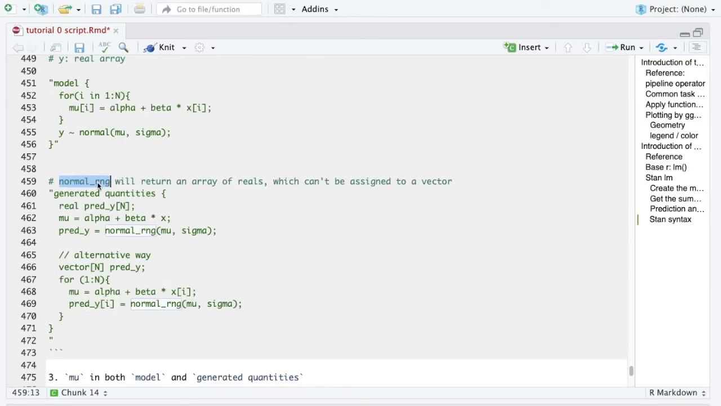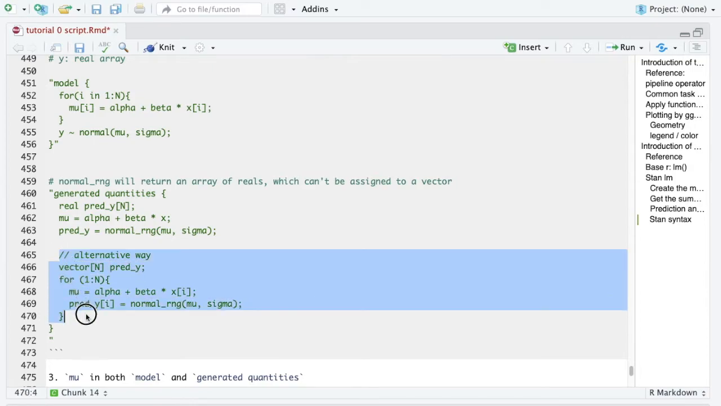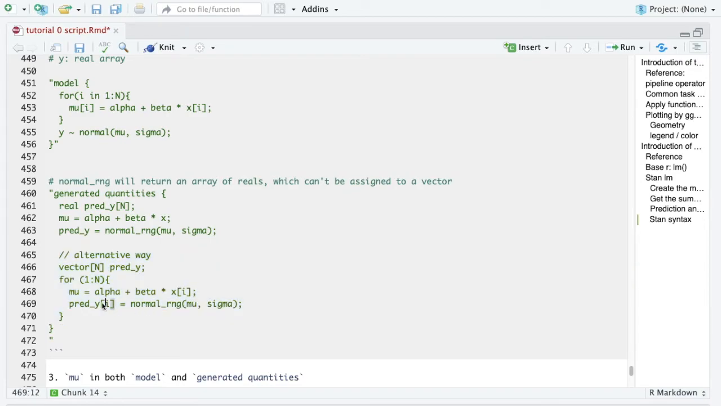There are some disadvantages for vectors as well. For example, in the generated quantities block, we will use a normal RNG function, and the normal RNG function doesn't support a vector. The output will be an array of reals. So if we want to do normal RNG in one line without the for loop, the prediction y must be set as a real array. Alternatively, of course, you can declare the prediction y as a vector and use the for loop to do the same thing. You can see that now you are calculating the result one by one.